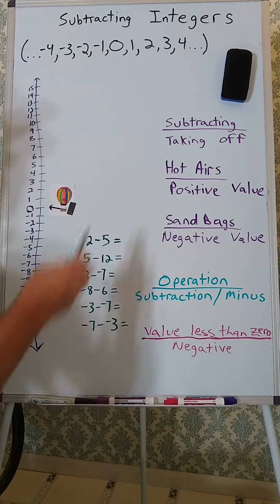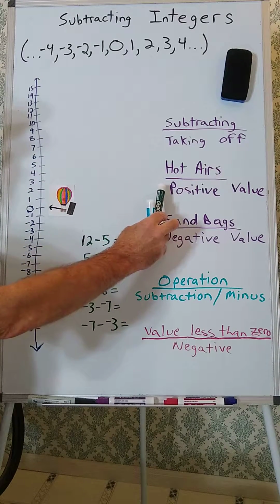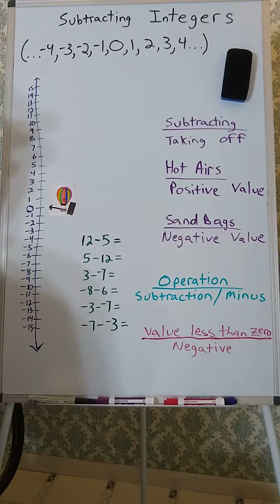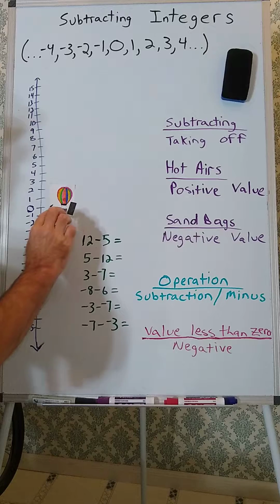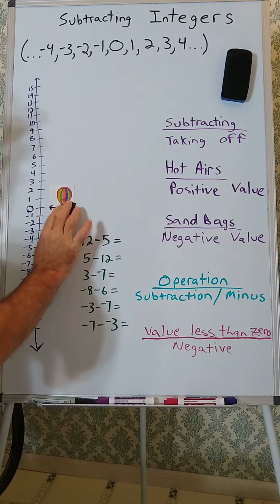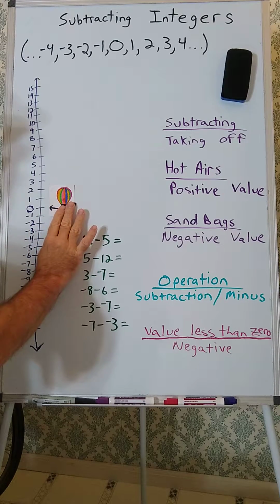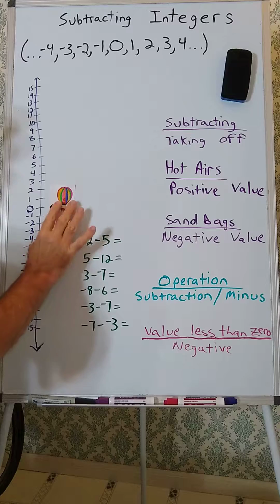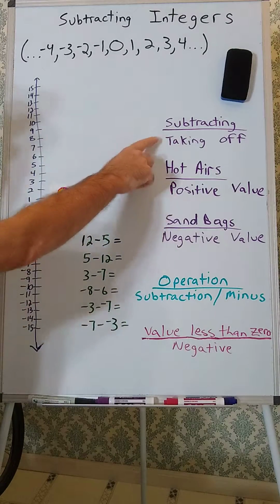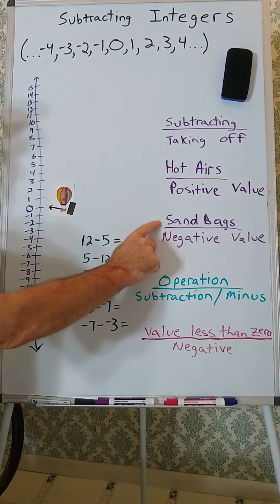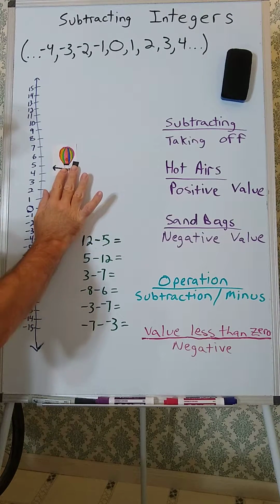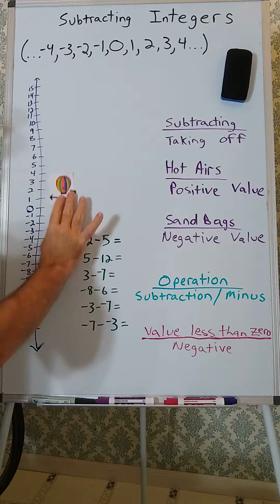So hot airs will represent a positive value. Sandbags will represent a negative value. Let's think what would happen if we took off hot air. The balloon needs hot air to go up, so if we take away hot air, it's going to descend or go down. And if we take off, subtract, sandbags, the balloon gets lighter and will therefore ascend or go up.